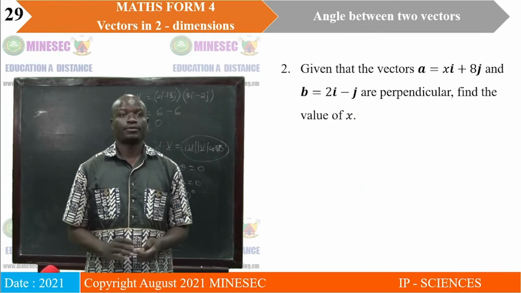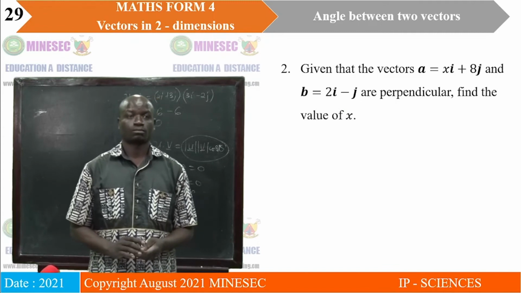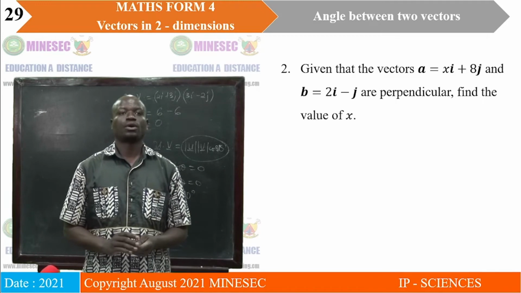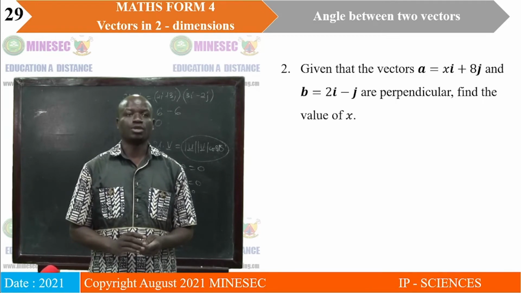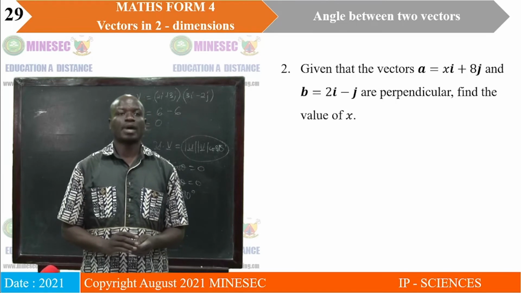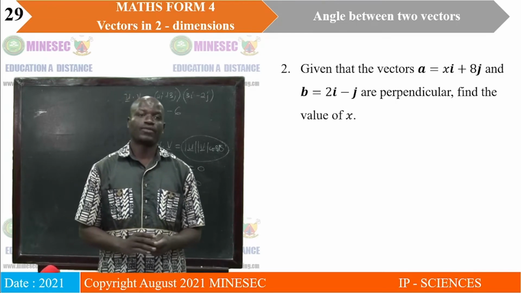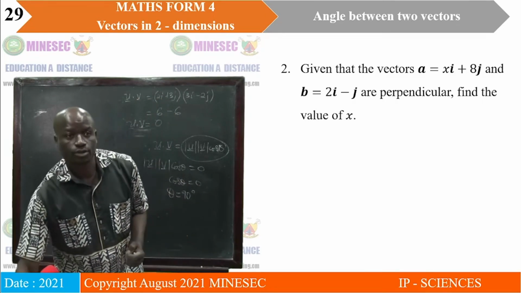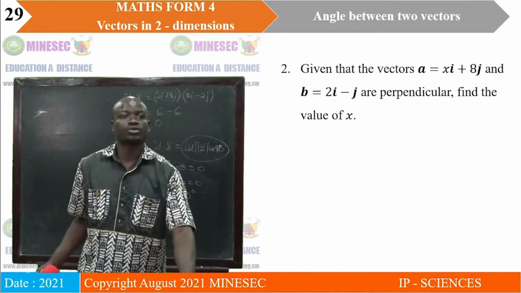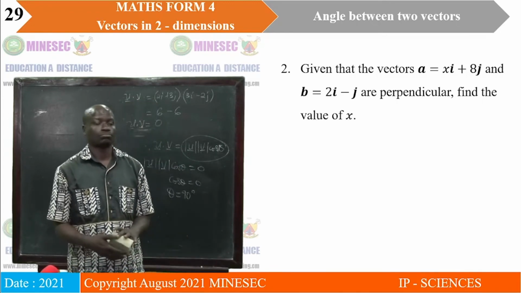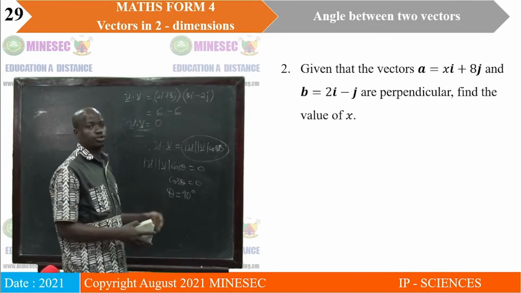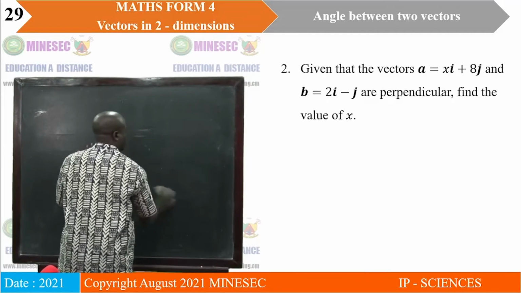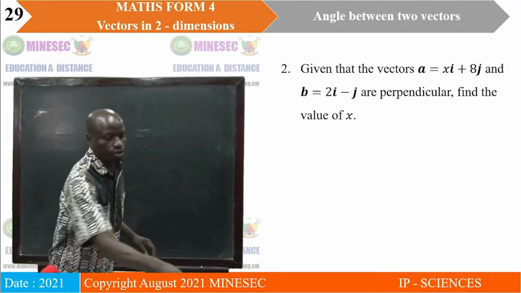Let's look at the next question. That's question 3. Given that the vectors A equal to xi plus 8j and B equal to 2i minus j are perpendicular, find the value of x. We have two vectors and the two vectors are perpendicular, which means that their dot product should be 0. So that's exactly what we will be using. That's the idea we'll be using there.